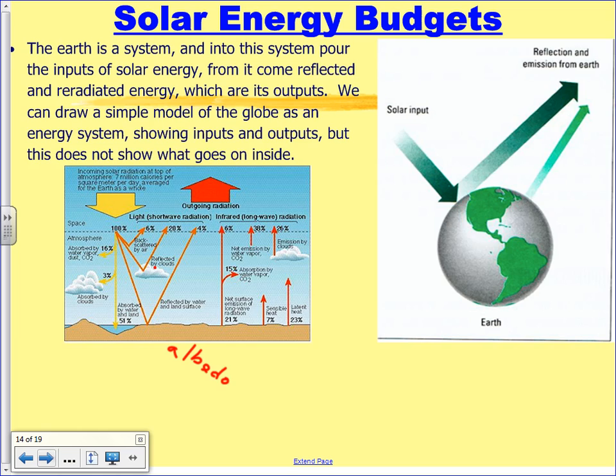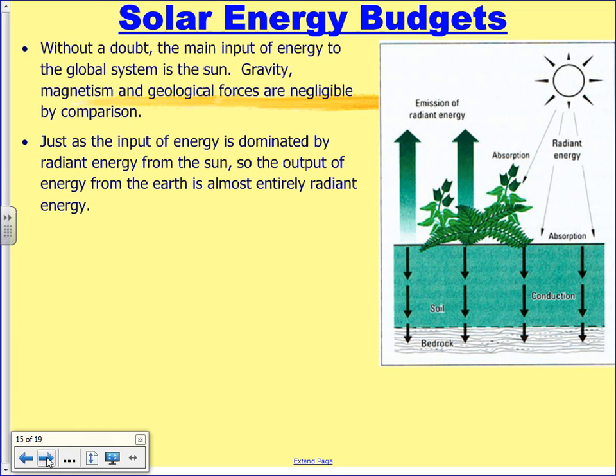Okay, solar energy budgets. Without a doubt, obviously, the biggest input into our global system is the sun. We are talking like 99.9 percent of all the energy available on Earth is from the sun. Very, very small amounts are produced by gravity, magnetism, and geological forces like volcanoes, and the heat of the Earth's core. That doesn't really contribute to the energy used by living organisms on Earth.